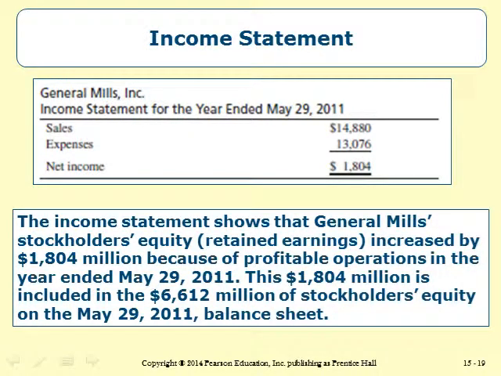This income statement showed that General Mills stockholders' equity, or retained earnings, increased by $1.8 million because of profitable operations in the year ended May 29, 2011. This $1.8 million is included in the $6.6 million of shareholders' or stockholders' equity on the May 29, 2011 balance sheet.